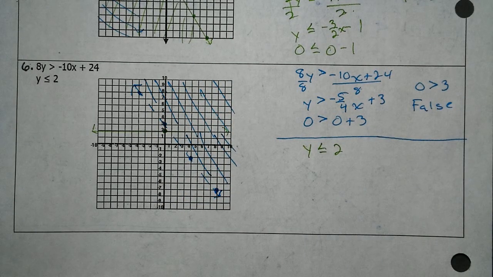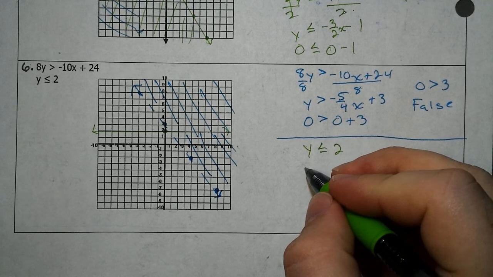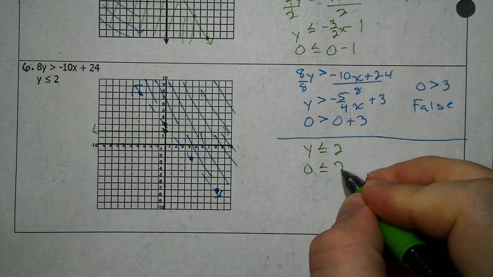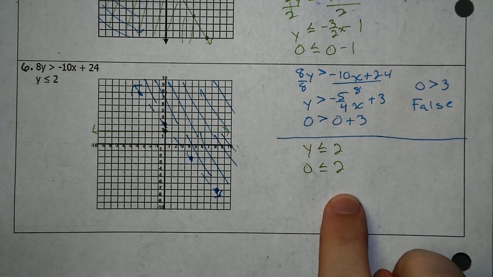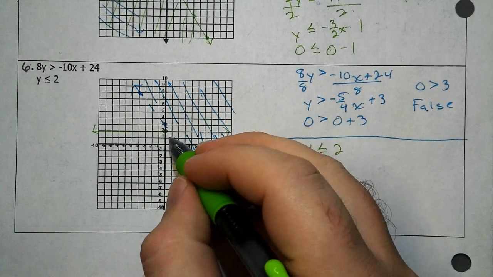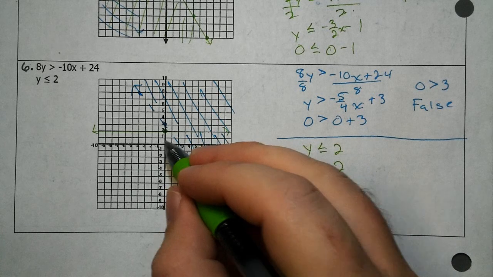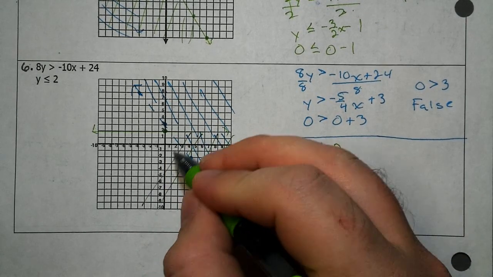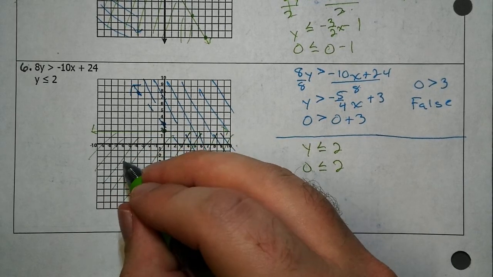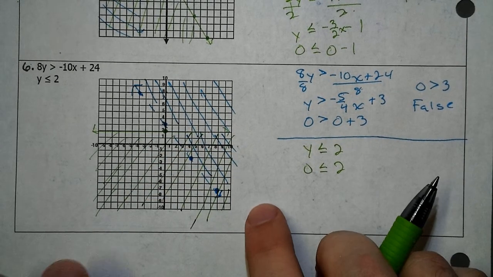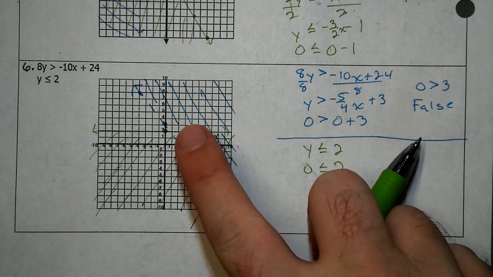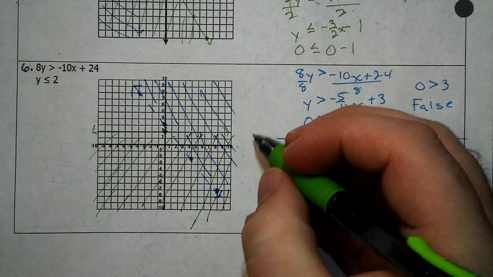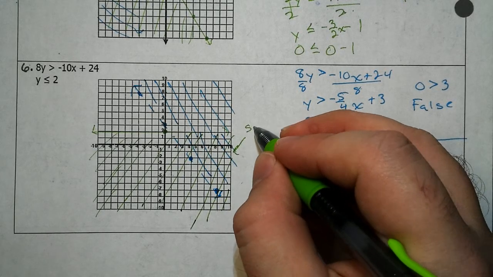Okay, now where y is less than or equal to 2, let's take our test point again, 0, 0. Is 0 less than or equal to 2? Yes, it is. So we're going to shade in underneath everything that's got 0, 0. So we're going this way. Remember, you're only concerned where they cross each other. So right here, between this line and this line, those are the solutions.